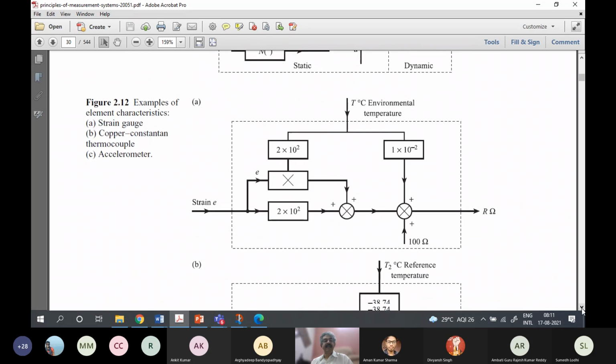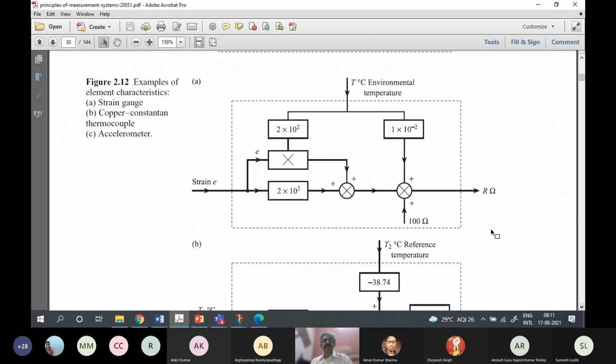So now, there are some examples given in the book. For example, this is the example of a strain gauge. As I was saying, the strain gauge takes a strain input and produces a change in resistance. That's just the property of the gauge. It is the resistance change which is proportional to the strain. So the nominal resistance of 100 ohms is added to get the total resistance. And this is the gauge factor, 2 into 10 to the power 2.